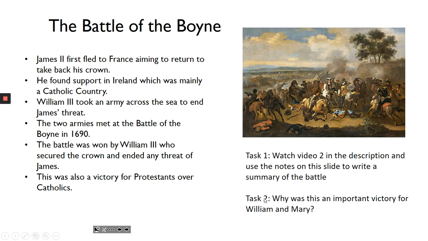So, the king has taken the throne. James II is in exile. However, James II is still a threat. While he lives, William and Mary could still lose their throne. James found huge support in Ireland because it was a mainly Catholic country, and William III took an army across the sea to end James's threat. So William III took on this threat, and the two armies met at the Battle of the Boyne in 1690. The battle was won by William III, who secured the crown, and he ended any potential threat of James.